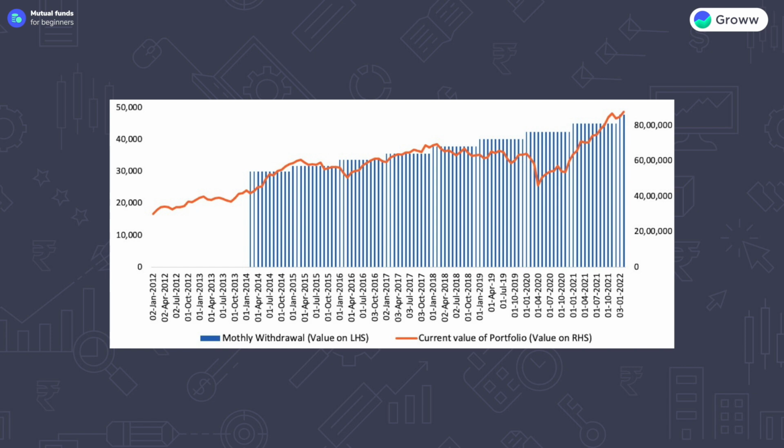So now let's see what this corpus that he's invested in this fund looks like over multiple years. By looking at the chart, if you see the end result, the withdrawals, which were 30,000 rupees every month in 2014, were about 48,000 rupees in the year 2022 after adjusting for inflation. The value of his corpus at the end of Feb 2022 was about 87.65 lakhs. So what this fund has effectively done is that it has not only helped the investor with regular withdrawals, but it has also helped in capital appreciation.